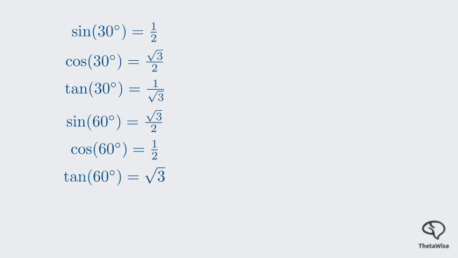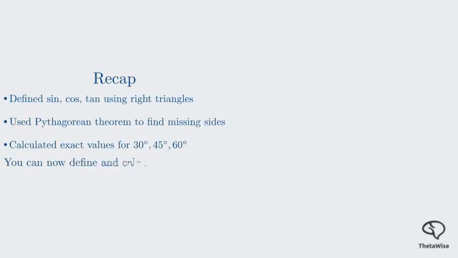Let's quickly recap. We've defined the basic trigonometric ratios, sine, cosine, and tangent, using the sides of a right-angled triangle. We also saw how to use the Pythagorean theorem to find a missing side, and calculated the exact values for common angles, like 30, 45, and 60 degrees. You are now able to define and calculate these ratios.